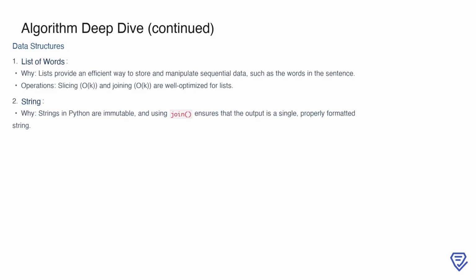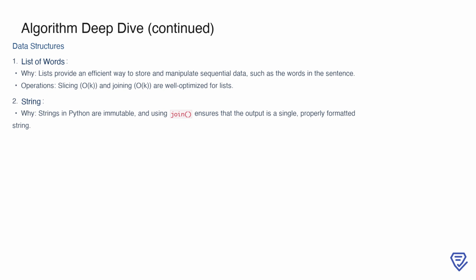To understand why this approach is effective, let's consider the data structures used. First, the list of words allows for efficient slicing and joining operations. By splitting the sentence into a list, we can isolate and manipulate specific segments of the data without modifying the original string. Next, the use of strings ensures that the final output is properly formatted and immutable.